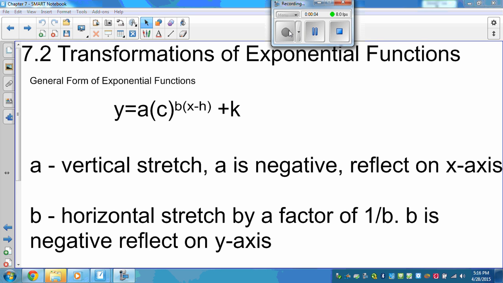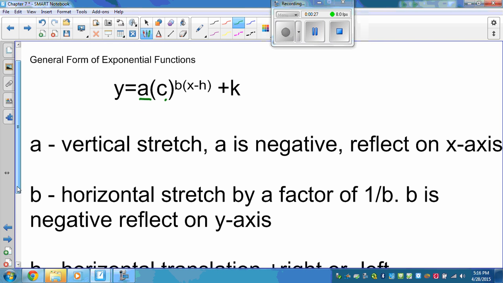7.2, transformations of exponential functions. So we're going to see some things that we've seen before using transformations. So our general form is y equals a, c is still the base, to the power of b, x minus h plus k. We're going to use that same information that we have in the past two units.